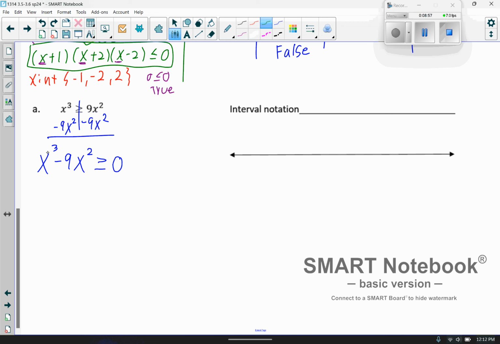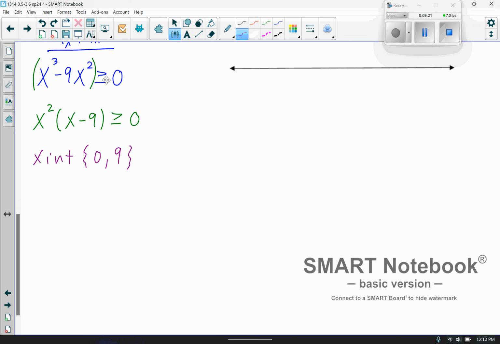And let's see, what can I factor out? I can factor out an x squared. And then I'm left with x minus 9 is greater than or equal to 0. And then my x-intercepts are going to be at 0 and at positive 9. Those are the two values that give me a 0 in return. So this expression, if I plug in 0 or 9, will go to 0.